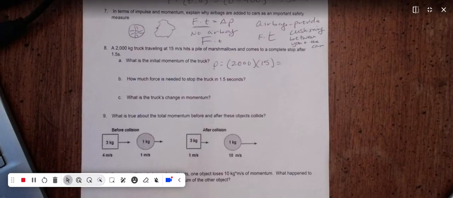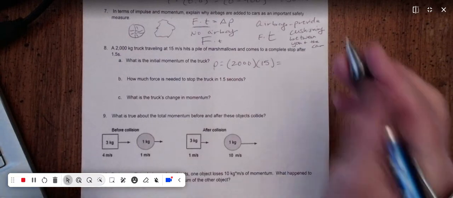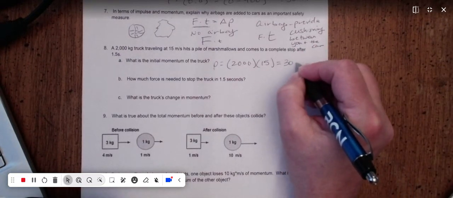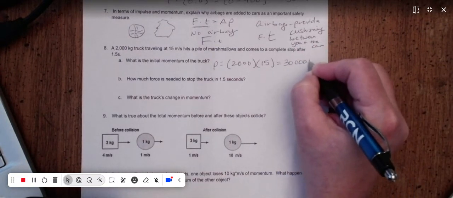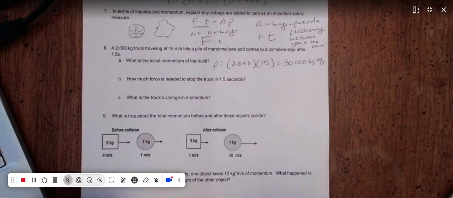Hang on, I'm having to use my phone because I don't know where my calculator is. I guess it's in my bag, but I don't know where my bag is. Okay, so 30,000 kilograms times meters per second.